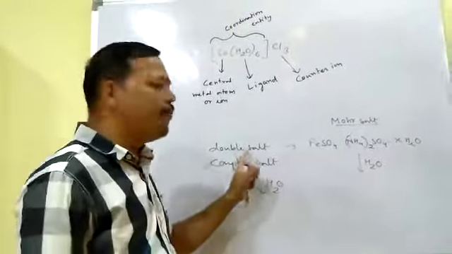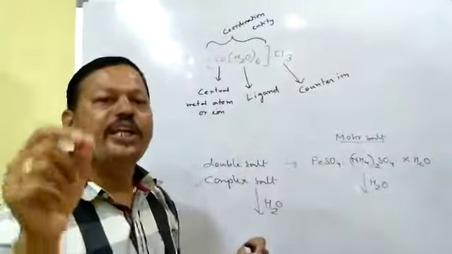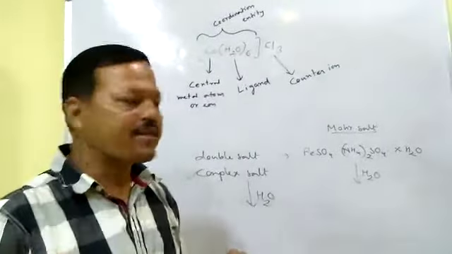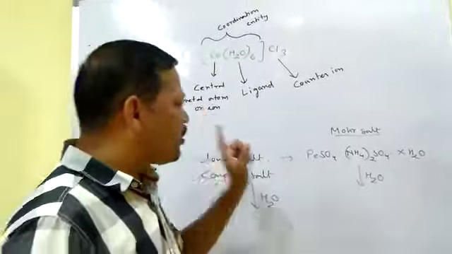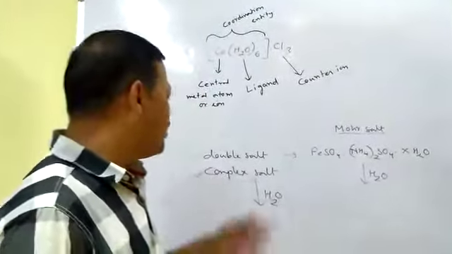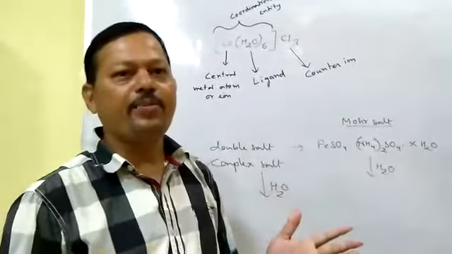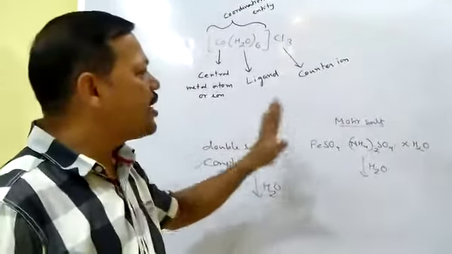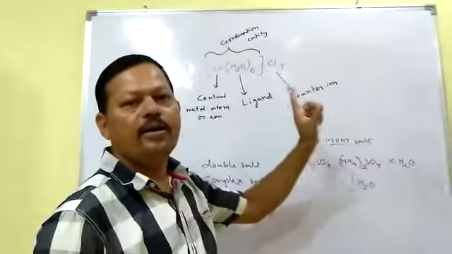Double salts are formed by combination of two salts in equimolar amount. Complex salts are formed by mixing two salts in unequimolar amount. Double salt, when dissolved in water, loses its identity. Complex salt, when dissolved in water, retains its identity. I mean they will not dissociate into ions. These are the main points of difference between double salt and complex salt.